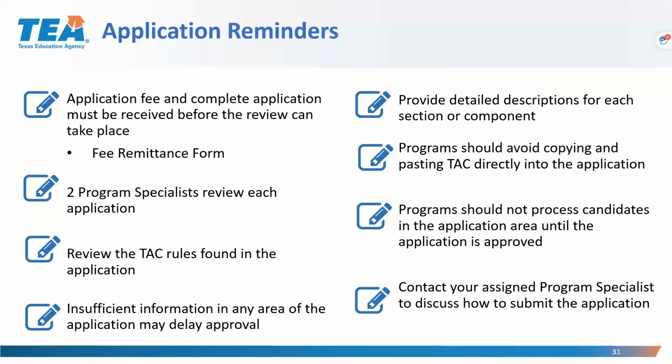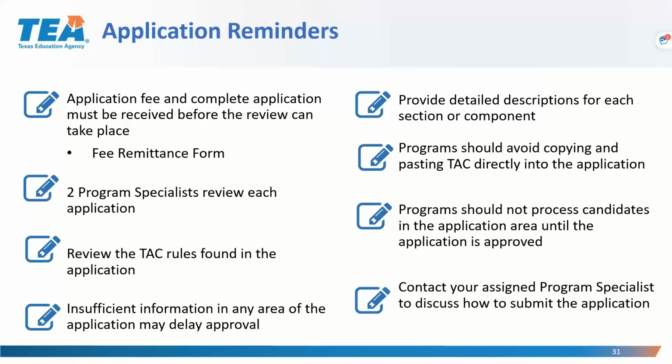When the program is completing an application, it is important to review the TAC rules found in the application. This can help to identify what the rule is requiring the program to do or what specific information to provide in the application. Any insufficient information within the application may delay approval. Make sure all parts of the application are completed. Provide detailed descriptions for each section.